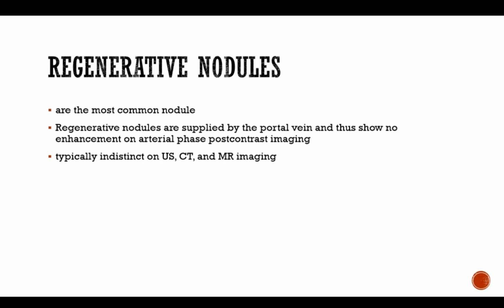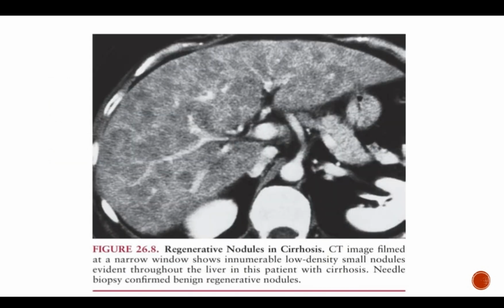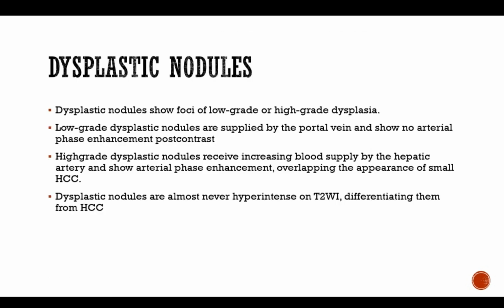Regenerative nodules are the first type of nodules and the most common type. They are supplied by the portal vein, so they will show no enhancement on the arterial phase, and they will be indistinct from the rest of the liver on the portal venous phase. This is the hepatic arterial phase of enhancement, CT scan of the liver. We can see multiple areas of low density, while the hepatic arteries are enhanced. So these proved to be regenerative nodules in a cirrhotic liver.